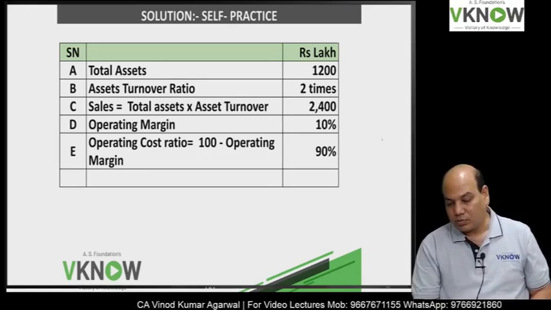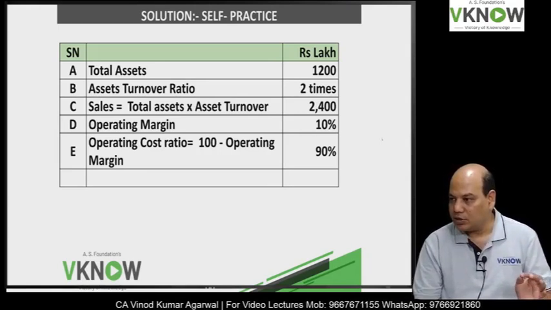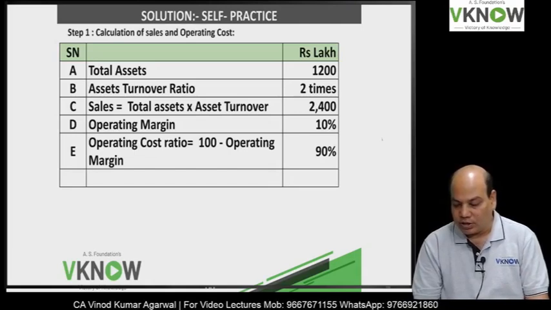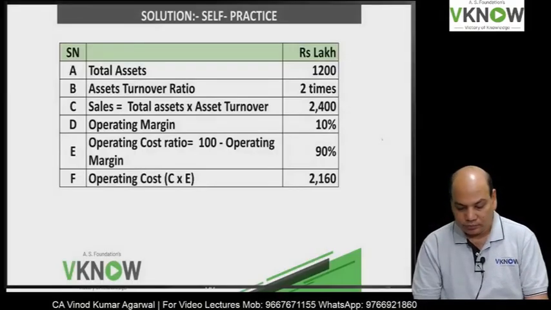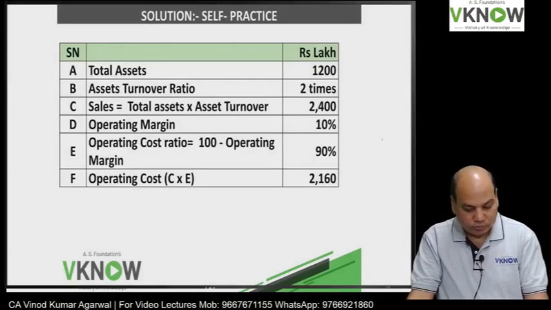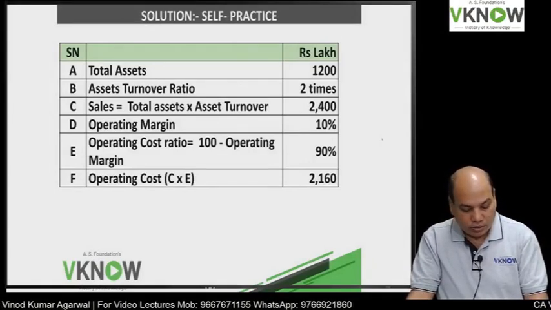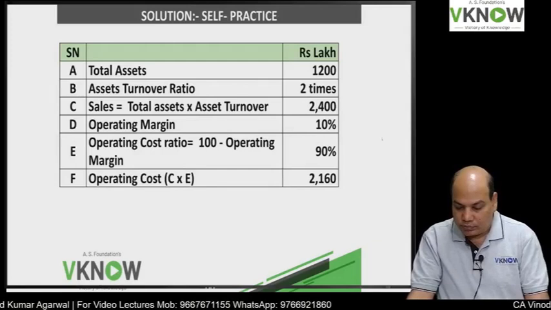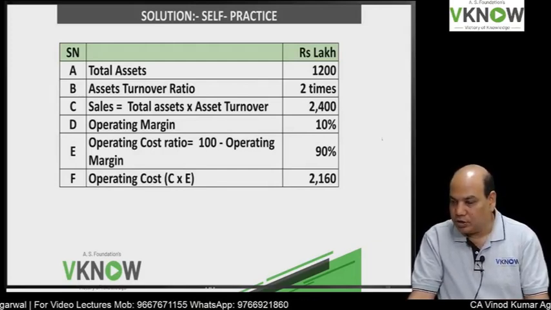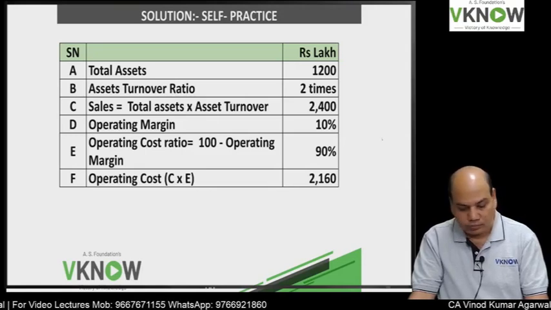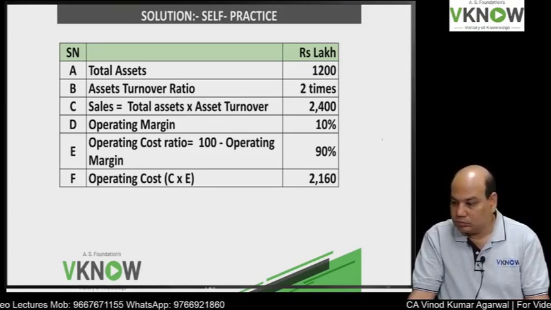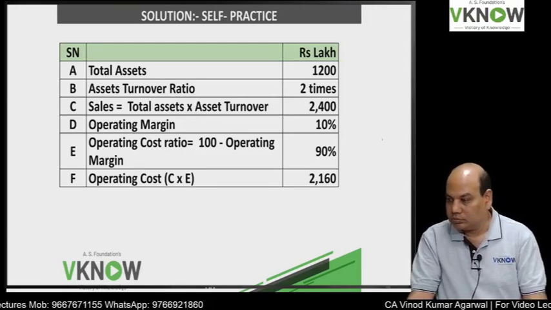Operating cost ratio means the operating cost as a percentage of sales. Very important for understanding the performance of a company. And next, point F is operating cost. Operating cost is C multiplied by E, C into E: 2160. 2160 is right.